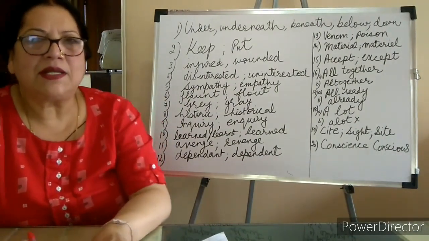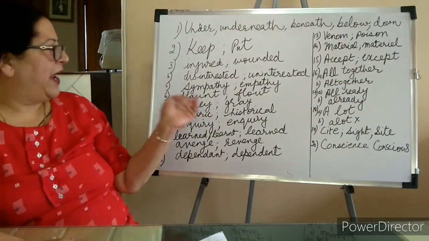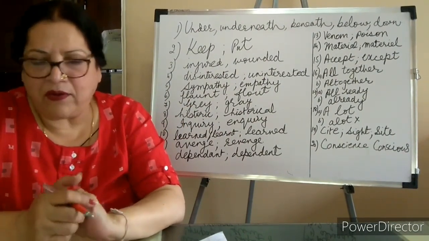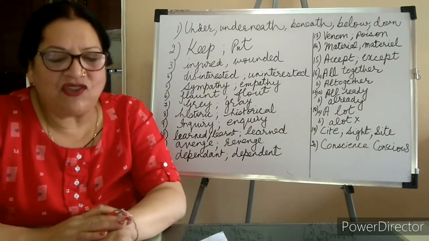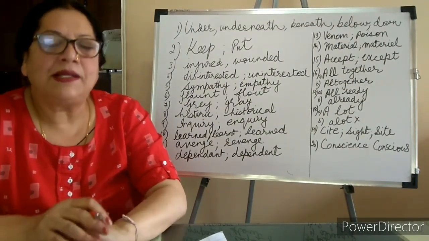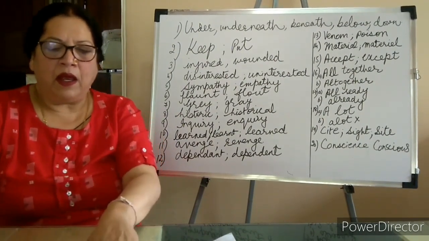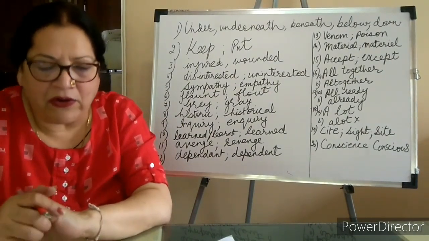The next set of words that we have are gray and grey. Okay. Now, gray is the standard American English spelling, whereas grey is the standard British English spelling. Okay. Now, the next word that we have on the board is historic and historical.